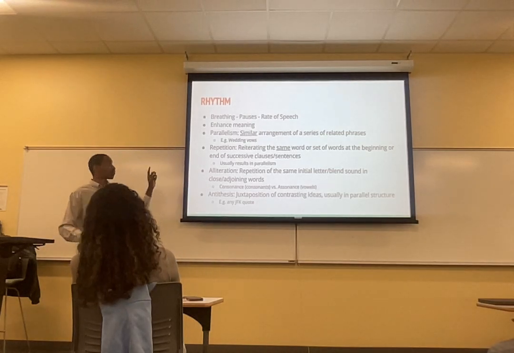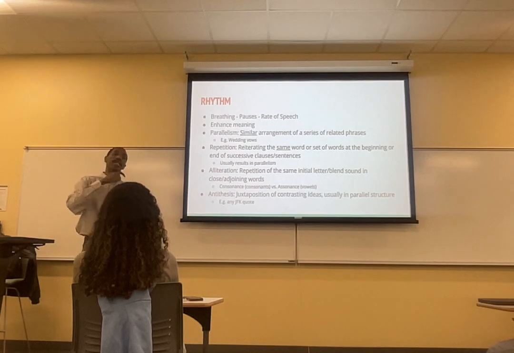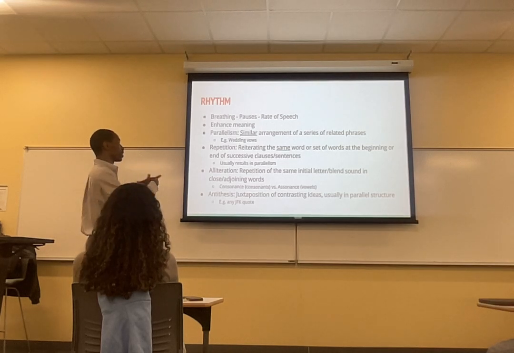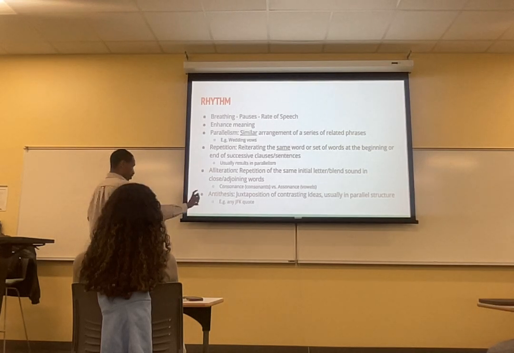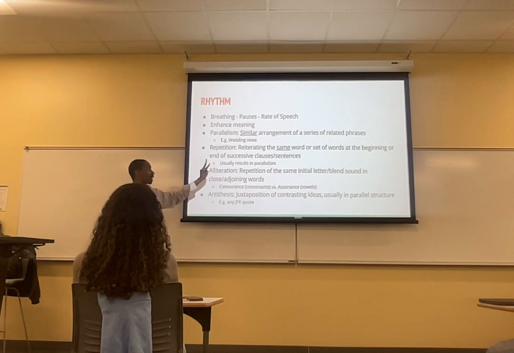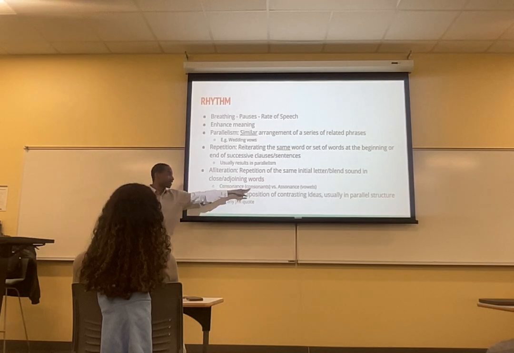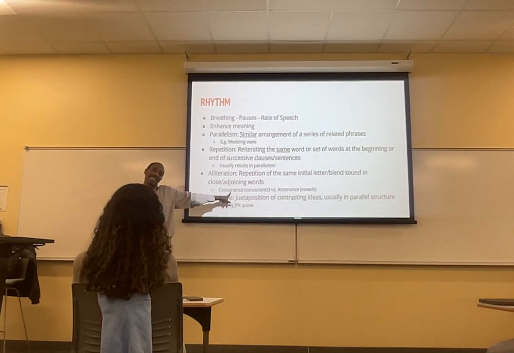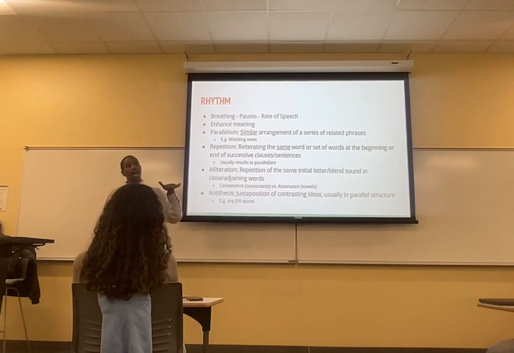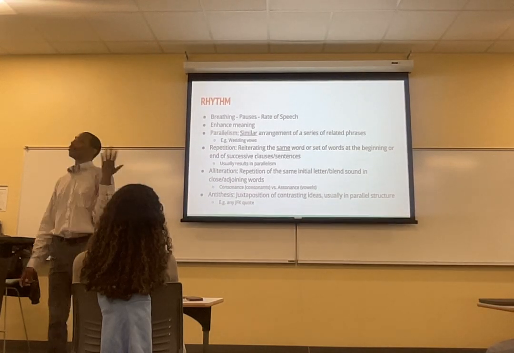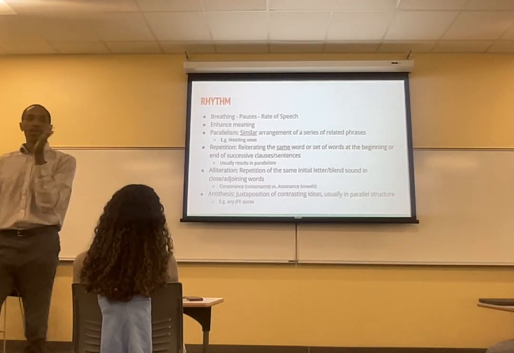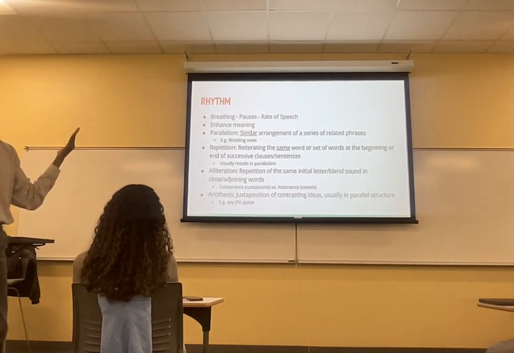Alliteration also creates rhythm. It's when you repeat that same initial letter or blend sound at the beginning of words or phrases that are close to each other or within the same sentence. Two types of alliteration. When you use consonants, you create consonants. When you just use vowel sounds, you create assonants. They're both still alliterations. Peter Piper picked a pepper, consonants, still an alliteration.